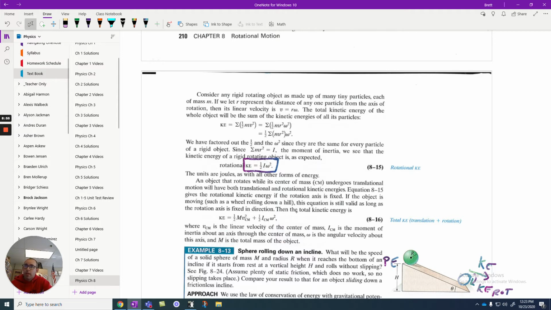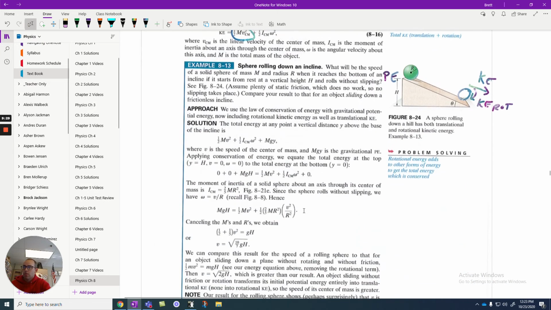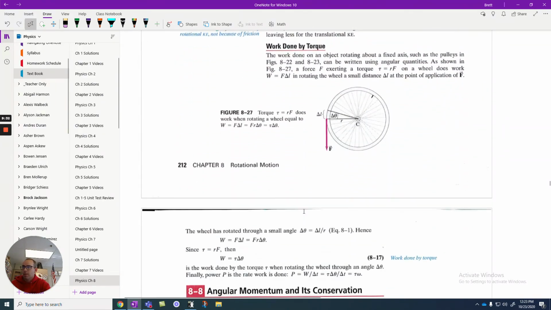So let's recap real quick. We've learned that torque is equal to I alpha. We have a whole bunch of formulas for I equals. That's on page 208. And then now we have that rotational kinetic energy will be 1/2 I omega squared. Keep in mind, if we talk about total kinetic energy, we also have that 1/2 mv squared, right? And so those are things to consider as we look forward.